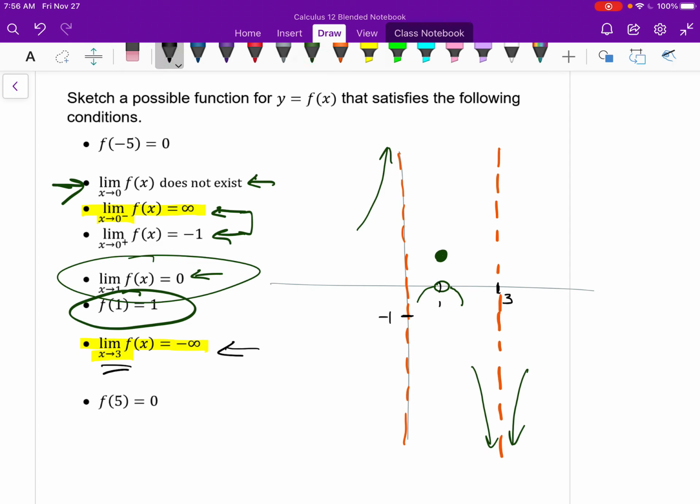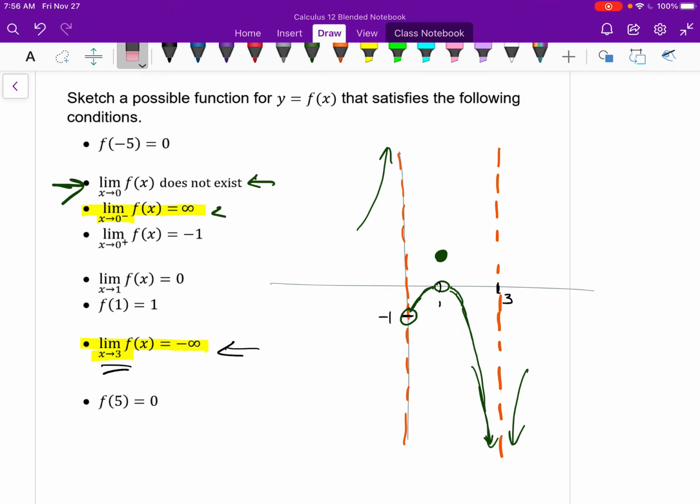And now I can start to piece together other parts of my graph. I know this must go down like this, and I know this must approach 1 like this, because don't forget I said right here the limit as we approach 1 is, oh, sorry, wrong one. I'm getting so messy here. This one right here: the limit as we approach 0 from the right is -1.